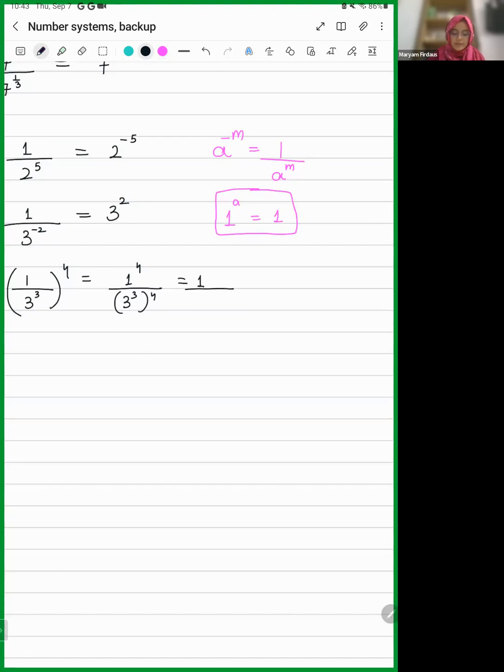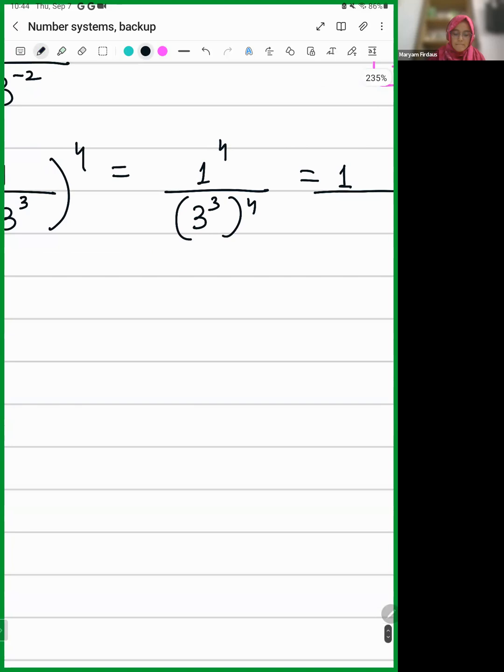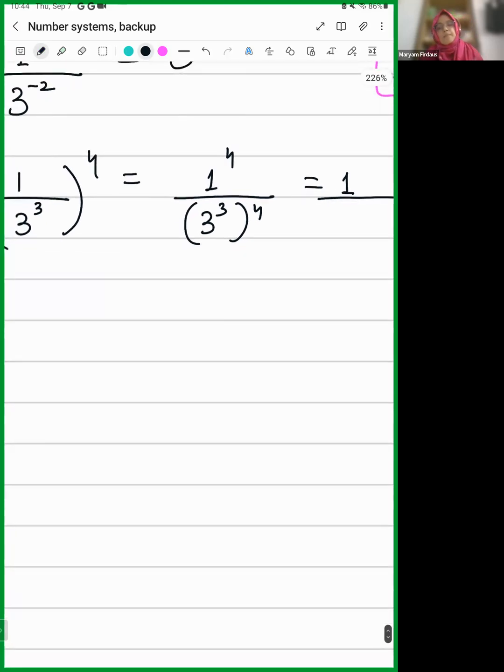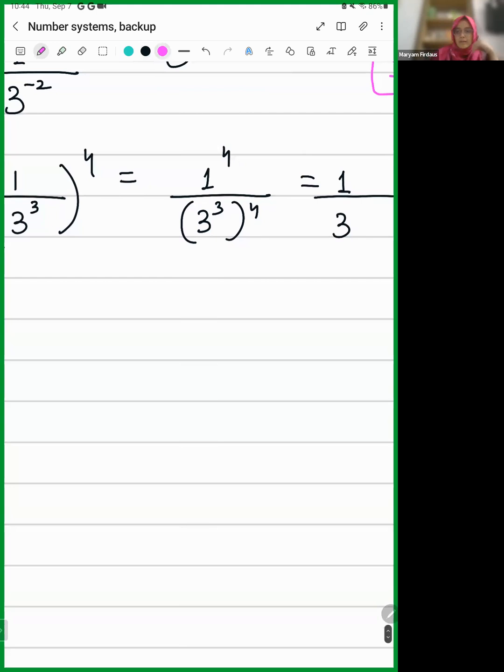And now what is the denominator? Three to the power 3 whole to the power 4. We just now discussed a question like this. 3 to the power 12, which is 3 into 4, which is 12. So now this becomes 1 by 3 to the power 12, right? So it's 3 to the power minus 12. Is that okay?